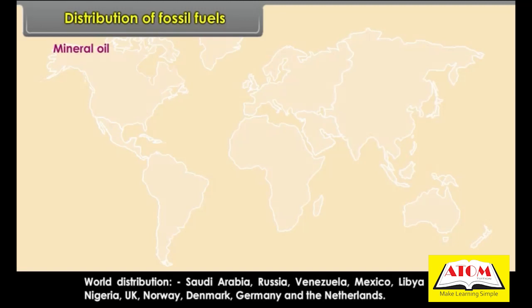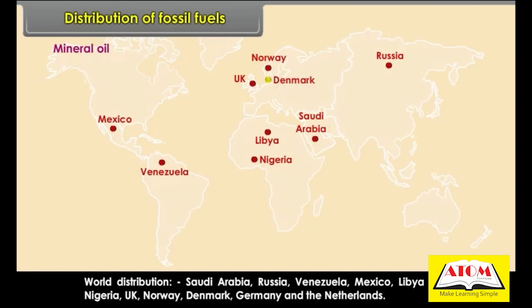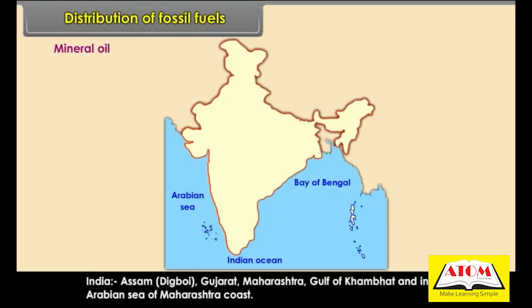Mineral oil, world distribution: Saudi Arabia, Russia, Venezuela, Mexico, Libya, Nigeria, UK, Norway, Denmark, Germany, and the Netherlands. India: Assam, Digboi, Gujarat, Maharashtra, Gulf of Khambhat, and in the Arabian Sea off the Maharashtra coast.